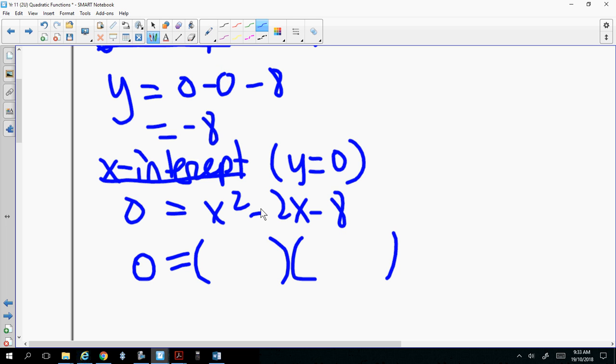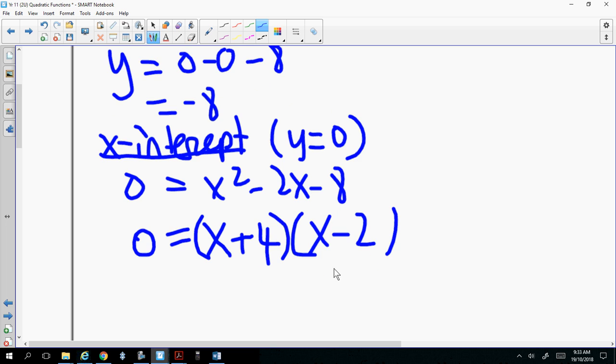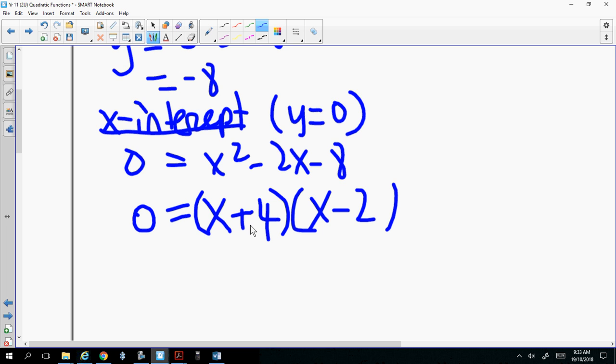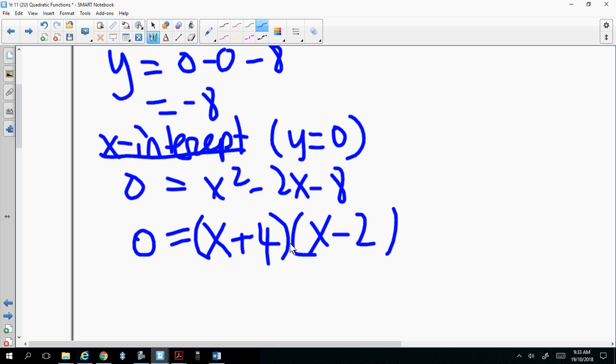Have a think. Anyway, 4 and negative 2. Well, you can still tell me. I'm training you so that you can work it out no matter what happens, even if you're sick. So you get x is negative 4 and 2.